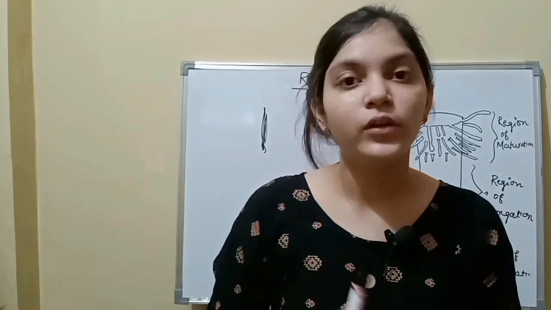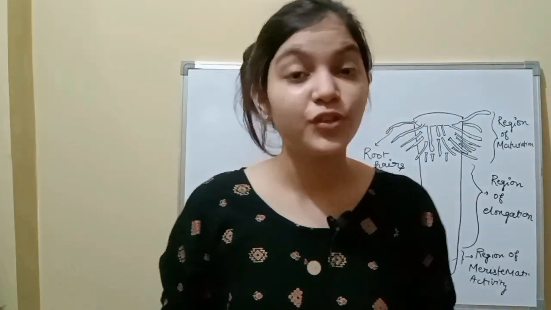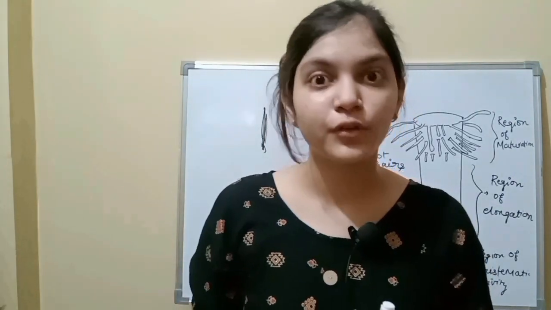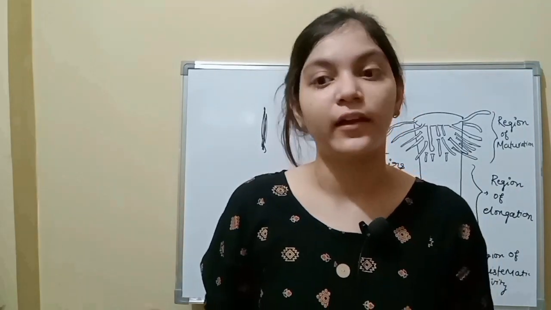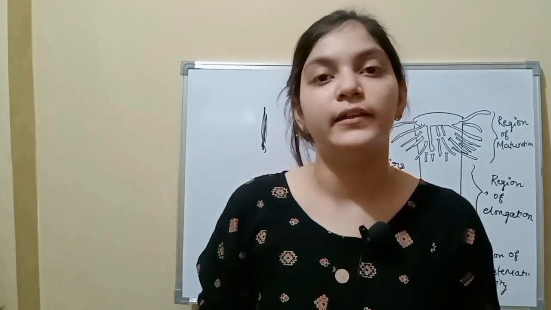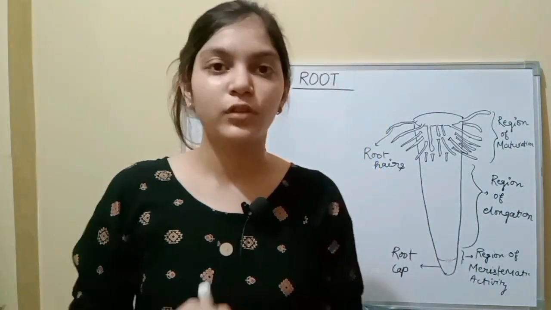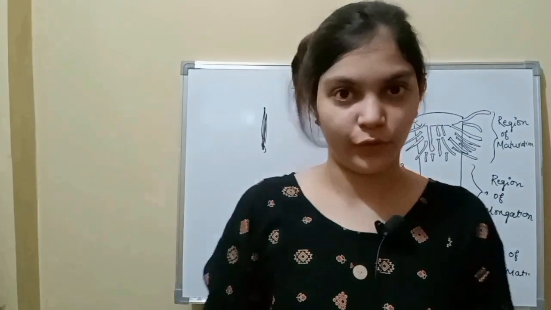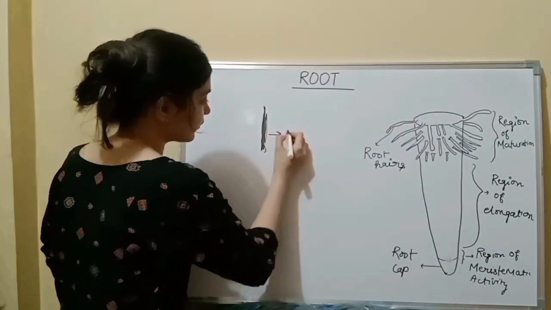Now, what is the function of the root? I have already told this. The function of the root is the absorption of minerals, nutrients and water from the soil, and there are some other functions also, like storing reserve food material and making growth hormones. So this point is clear to all of you, right? This is the primary root, I have told this.